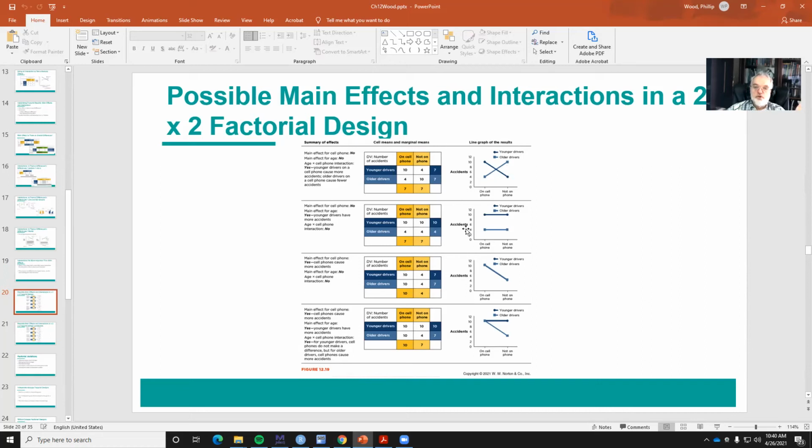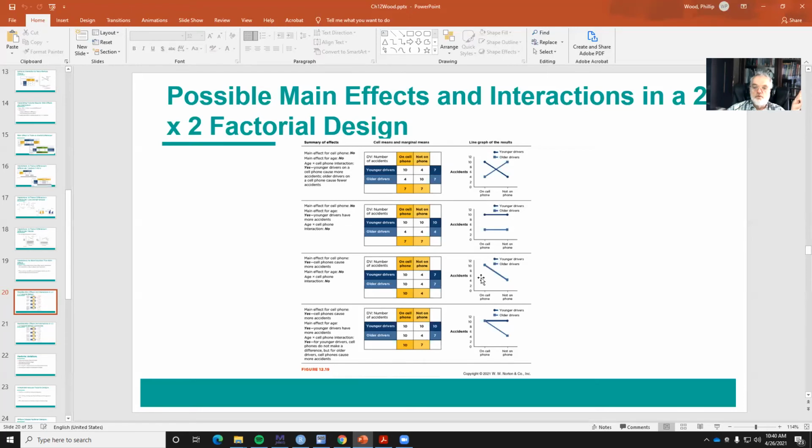So let's come downstairs here and take a look at one main effect only and no interaction. So in this case, if you're on the cell phone or not on your cell phone, your accident rates are going to be the same, regardless of whether you're a younger or an older driver. It's just that younger drivers in this little scenario happen to have more accidents. So that's a main effect for only the one variable. I can have a main effect on the other variable as well. So in this case, I've got two lines that lay right on top of each other.